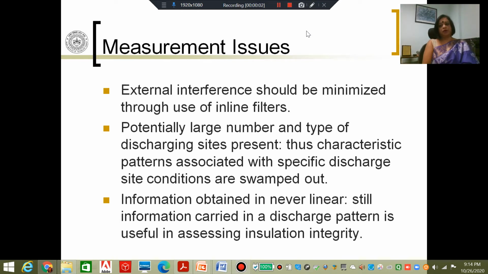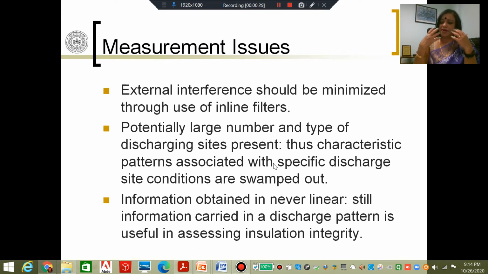So talking about measurement of partial discharges, we need to remember that there are certain measurement issues related to electrical measurement of partial discharges, which rather complicates matters, so that things become pretty difficult in practical terms. So let us look at what these measurement issues are. The first thing is the signal to noise ratio tends to be very low.